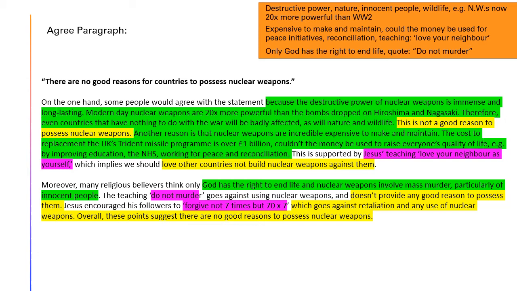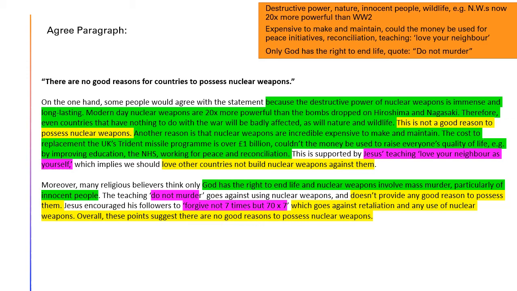So we come to our second point. Another reason, another good starter sentence, is that nuclear weapons are incredibly expensive to make and maintain. The cost to replace the UK's Trident missile programme is over £1 billion. Couldn't the money be used to raise everyone's quality of life, e.g. by improving education, the NHS, or working for peace and reconciliation? This is supported by Jesus' teaching, love your neighbour as yourself. A purple quote there, which implies we should love other countries, not build nuclear weapons against them. Summarising the point, but also linking back to the question.